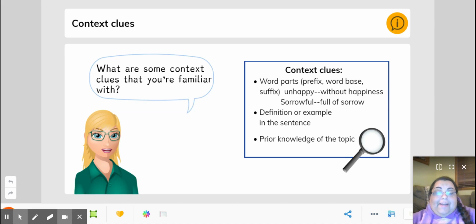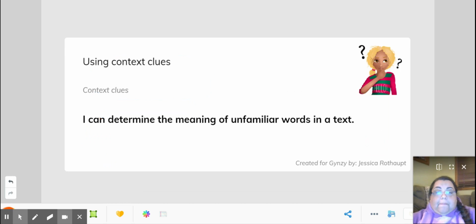Welcome back, everybody. This is a pre-recorded writing lesson focusing on context clues. It is my hope that by the end of this series that everybody will have a better understanding of how to determine the meaning of unfamiliar words in a text. Let's begin.